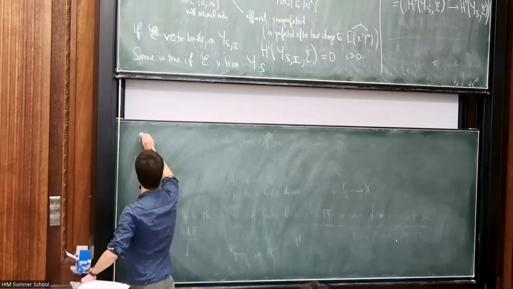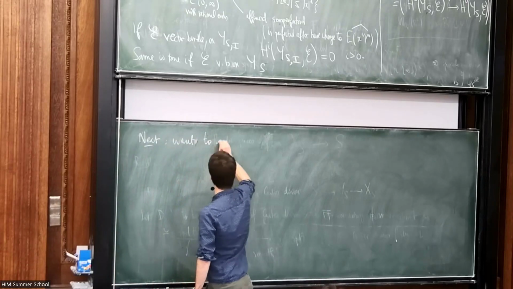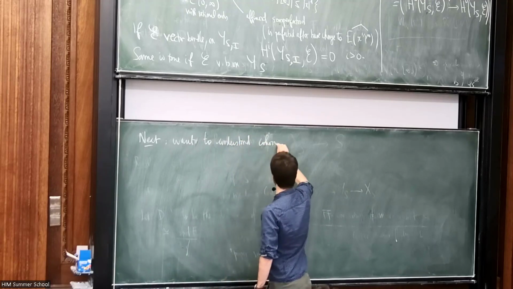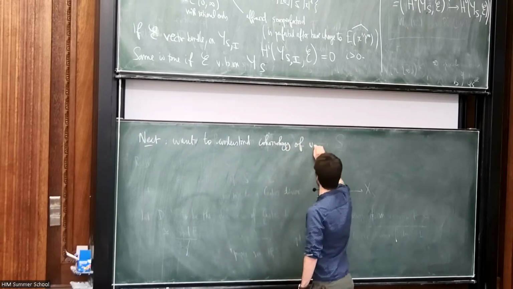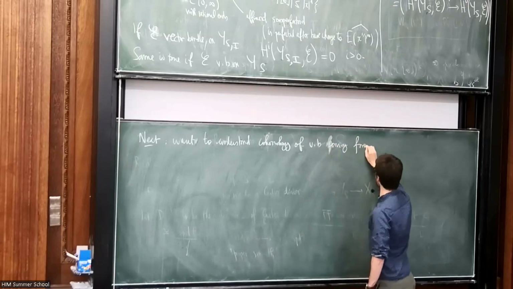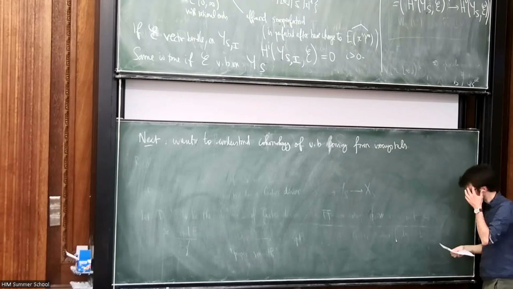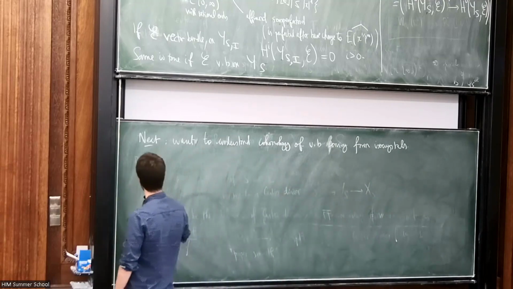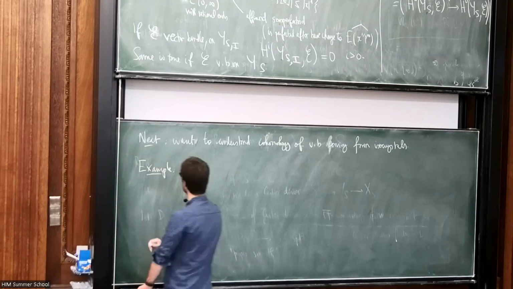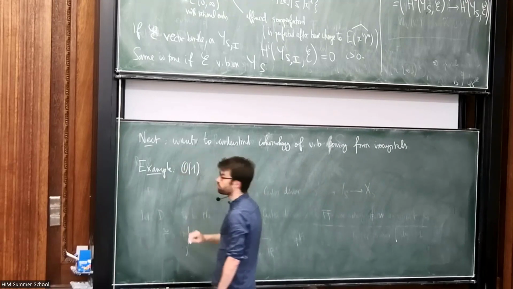So next, as I said, we would like to understand cohomology of vector bundles coming from isocrystals. And before stating the proposition, let me start with one example, which is somehow the key example. So let's look at the case of the line bundle O(1).